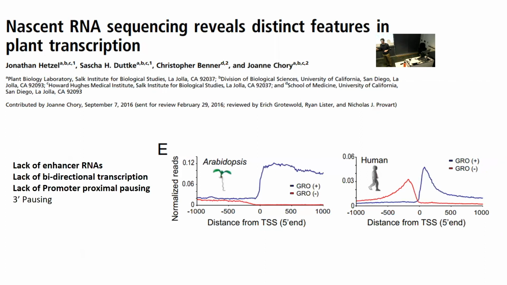So I was really sad because we were in the middle of an experiment trying to identify these enhancers using the enhancer RNAs that, according to these people, were completely absent in plants. But we were in the middle of the experiment, so we just kept going.